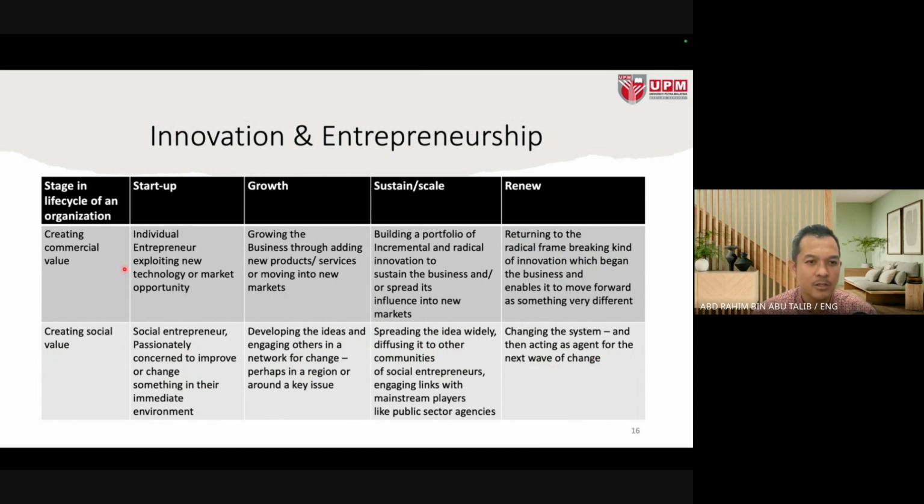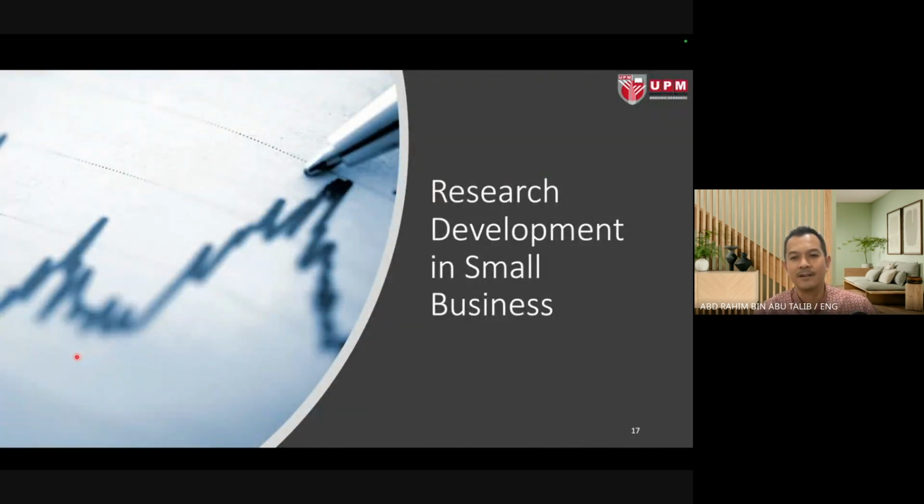And so those are two totally different aspects of the innovation life cycle of an organization, whether you are creating commercial value or creating social value. Right. Let us move into the second part of the presentation.